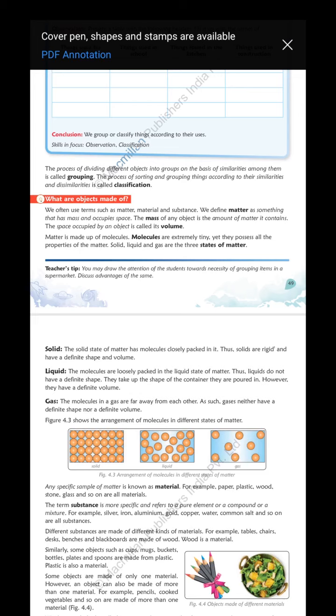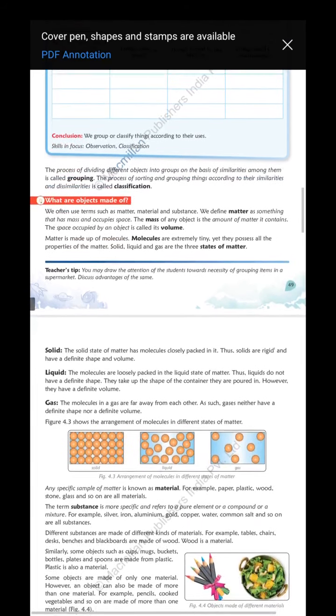Those which are similar form one group, and those with other similar properties form another group. In that manner we have to separate. So for the sorting method, first classification, then grouping. Sorting means arrangement in a certain manner. And here grouping and classification are over.